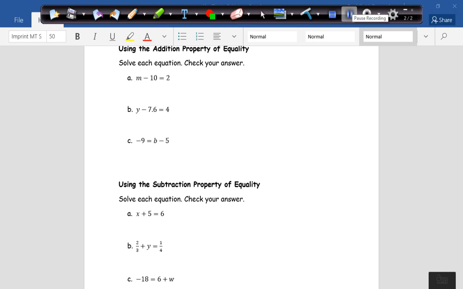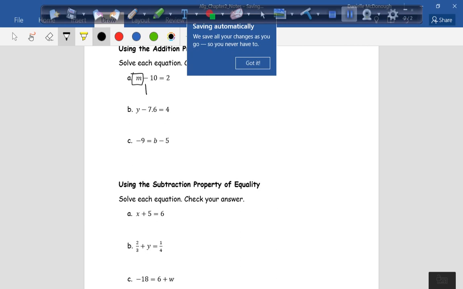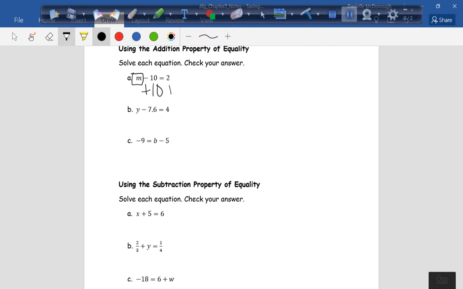So here's the first page of notes, and this is using the addition property of equality. I'm not going to do all of these, but I'm going to do some so you can see what we should be showing for work. So this right here is m minus 10 equals 2. To undo the subtraction, to isolate this m, we want to get that by itself. What I need to do here is add 10 to both sides. Well, this is going to equal 0, so I can cross that out. And what I'm left with here is m is equal to, well, 2 plus 10 is 12. You can check that by substituting it back into the equation for your m. And 12 minus 10 does equal 2.